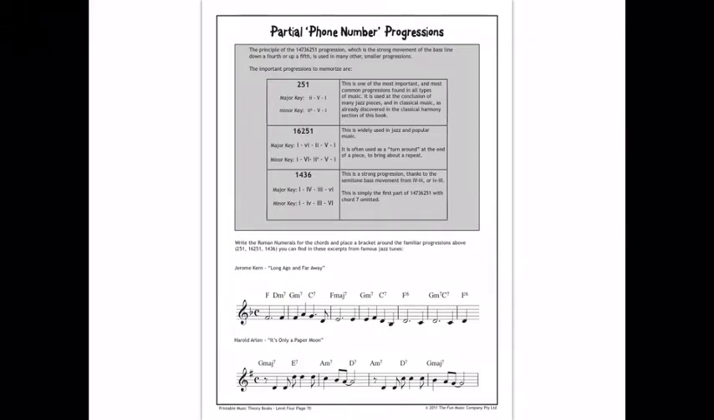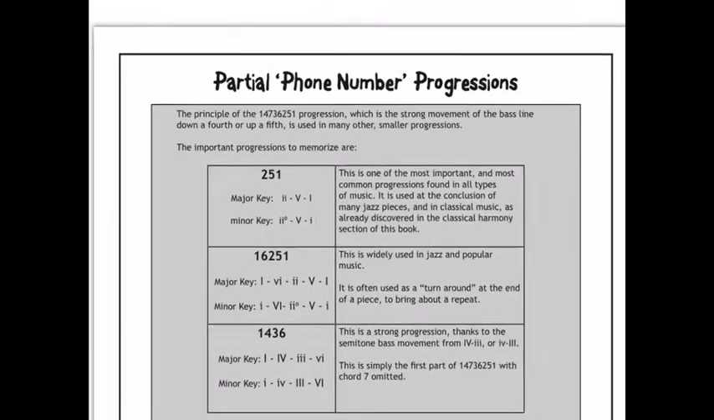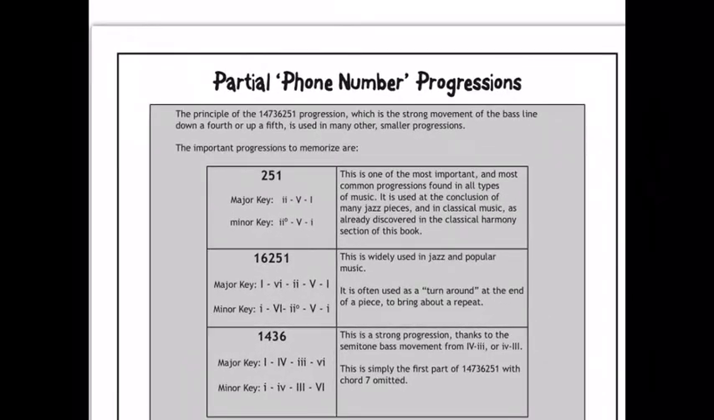Hello, ladies and gentlemen. In this short lesson, we're going to talk about using partial progressions, using parts of that progression of 1-4-7-3-6-2-5-1, using bits and pieces of it that can be repeated over and over. We talked in the previous lesson about how popular this movement is. Now it says here it's just the strong movement of the bass line down.